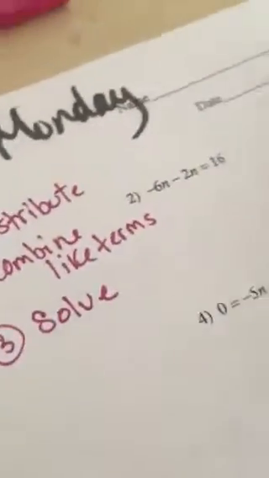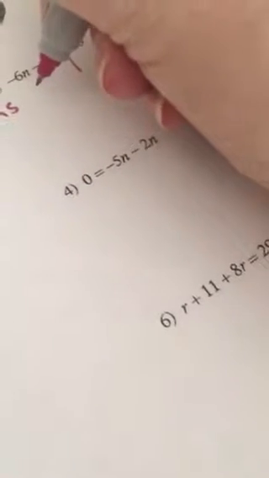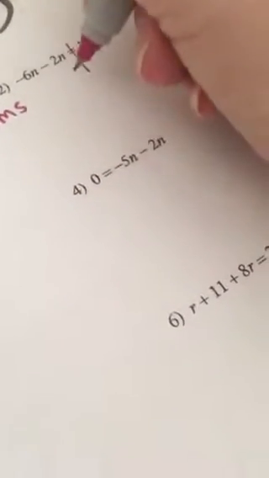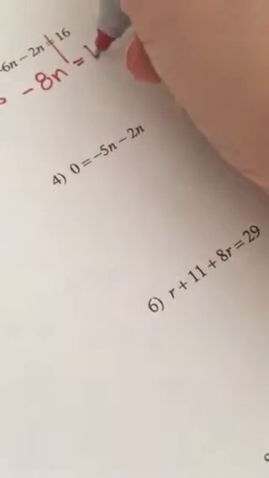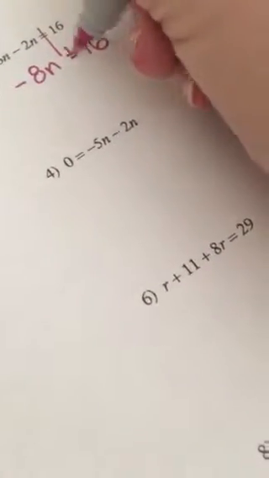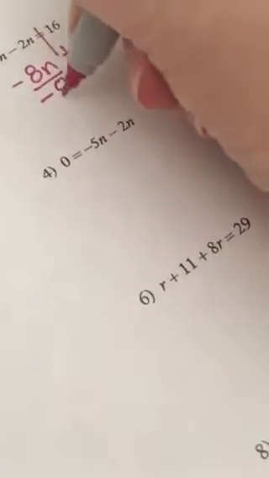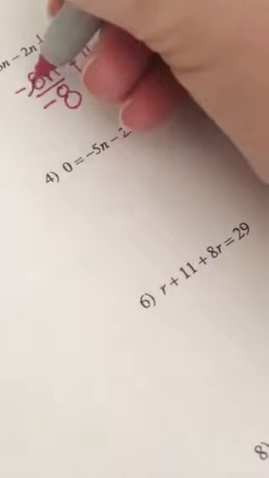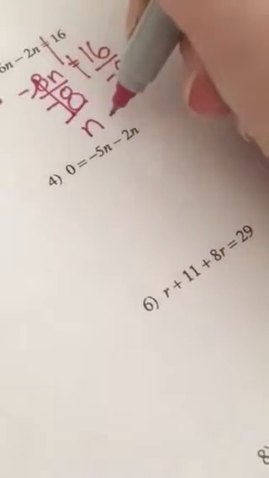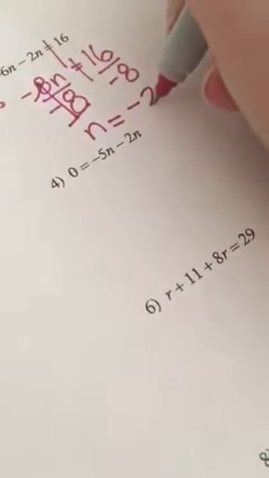Okay, now moving on to number 2. It's kind of the same thing. I have negative 6n minus 2n equals 16. So I have like terms to combine. If I have 6 negative n's and another 2 negative n's, that turns into negative 8n equals 16. Now to isolate the variable, I have to divide on each side by negative 8. n equals negative 2.